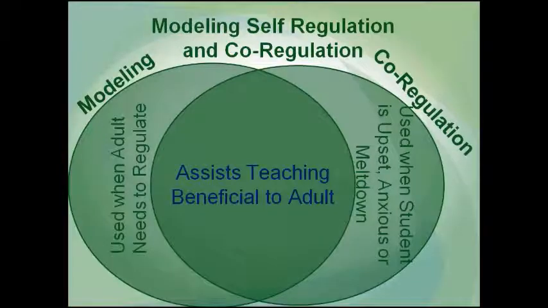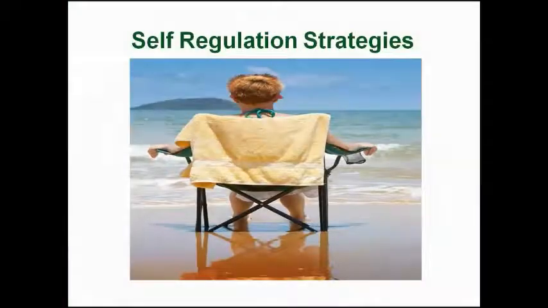And this is just a quick graph showing modeling. It's a Venn diagram, modeling and co-regulation. They both can help teach, and they're both beneficial for the adult. But co-regulation is more what we do to help bring the student down when they're stressed and anxious. And modeling is more what we can do when we're stressed to model these strategies and show that they're effective, as well as just model them in general to help teach.